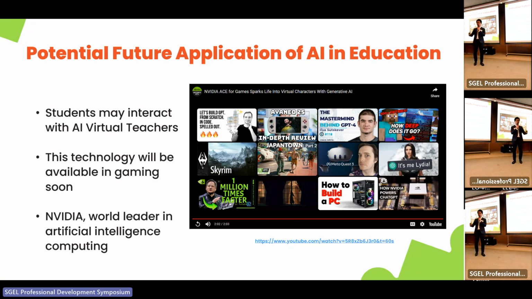So let me think about the future: students can log into some sort of system and talk to AI virtual teachers that may look exactly like their favorite idols or celebrities who license their image and face. This will be available in gaming soon, and I'm sure it will be available in education really soon.